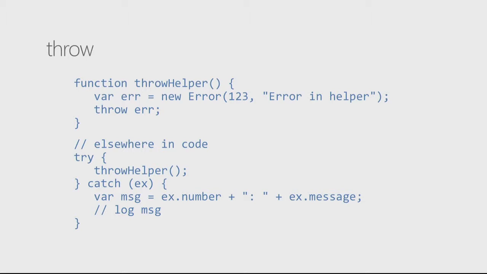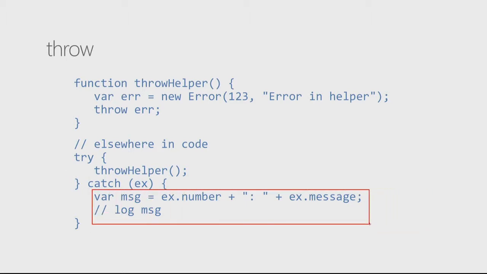So elsewhere in the code, if I try to use this throw helper and I put it in a try-catch block as I'm doing down below, then I will have the ability to catch it. So this is what it's going to do. It's going to grab a consolidated message by concatenating whatever the number was as well as the message, and then we'll log it somewhere. That's a classic use of what you might do inside of a catch block: notify or log somewhere what happened.